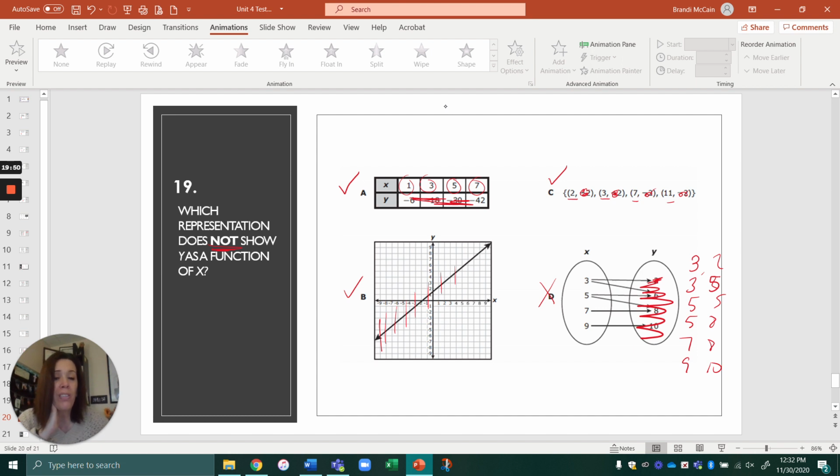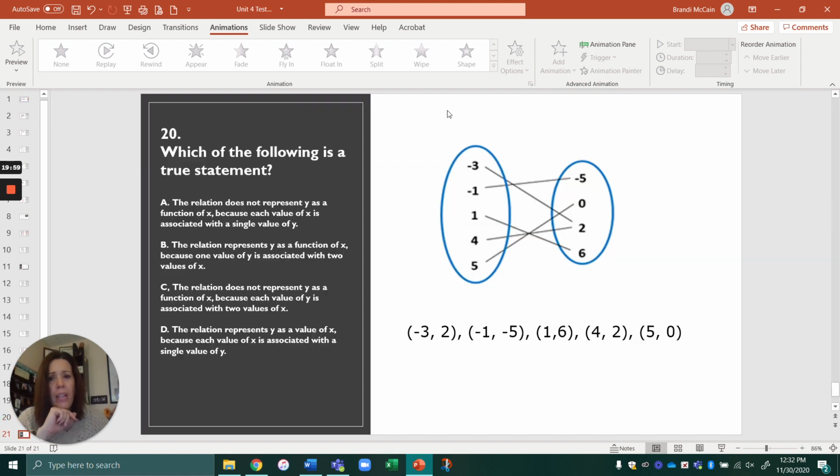So D is not the function. You're looking for the forks. Do any of the x's have more than one arrow coming out of them? Do they have a fork? If they have a fork, it's not a function. And the last problem is, which of the following is a true statement?